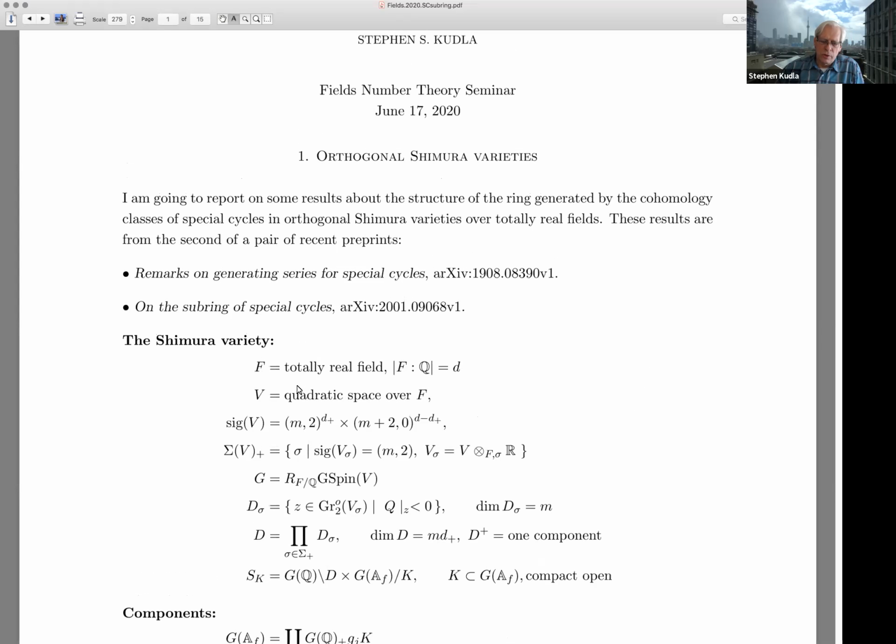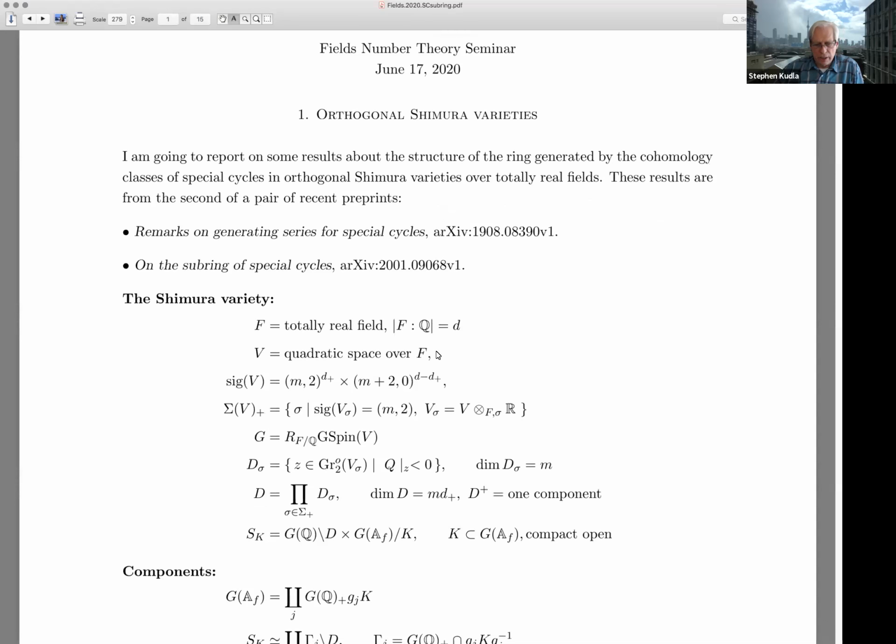You see there's quite a lot of data that you can vary here. In particular, you can vary this quadratic space or the signature, or most importantly, this set of places Σ_V^+. So Σ is the set of Archimedean places of F, and Σ_V^+ is the set of places where the signature is (m,2). So I think I've introduced already, in talking, a bit of the notation.